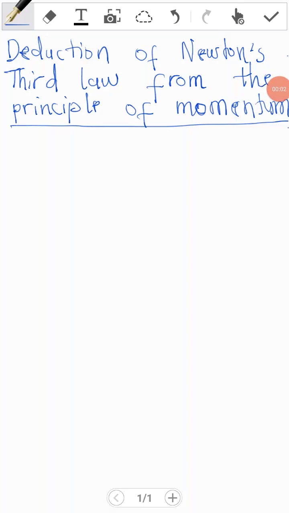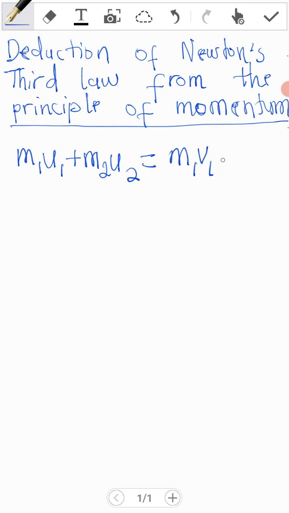To deduce Newton's first law from the principle of momentum, you must know the equation for conservation of momentum, and that equation is m1u1 + m2u2 = m1v1 + m2v2. You remember this equation, right?